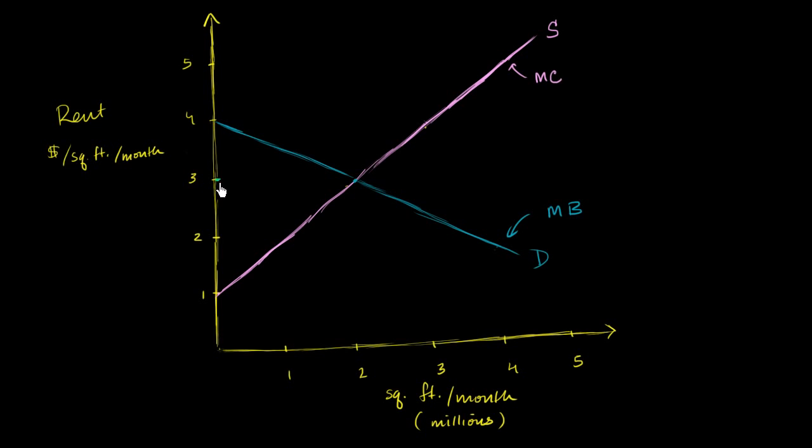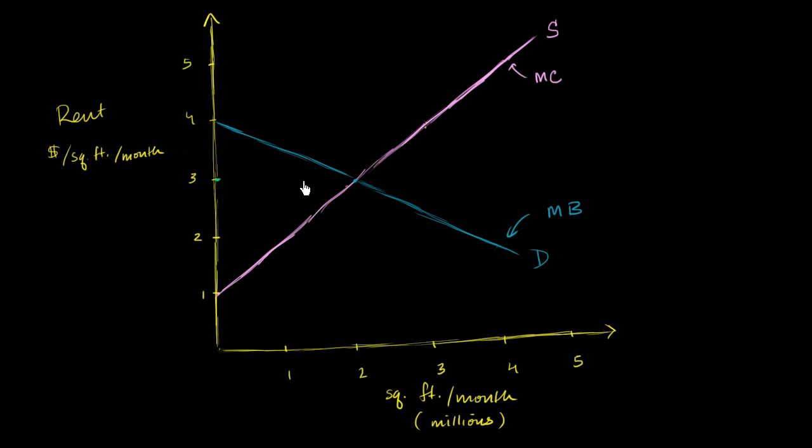In that reality, if that very first square foot's price was at $3, there's definitely an incentive for someone to make that first square foot because their marginal cost is only $1 and they could rent it out at $3 per month. And there's definitely an incentive for someone to rent it. The marginal benefit is $4 and they just have to pay $3 for it. So it could be rented out, or this kind of transaction would happen, as long as its price was between $1 and $4.